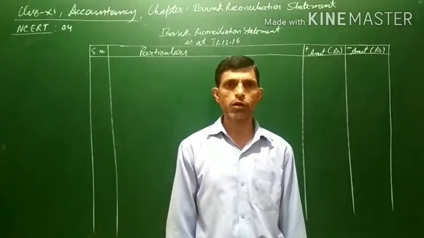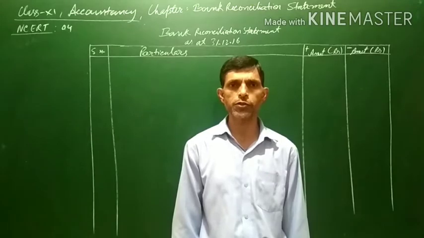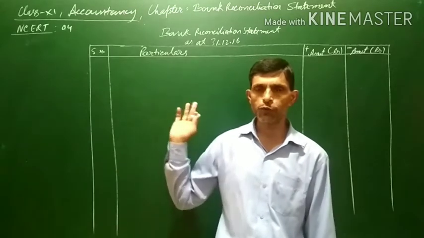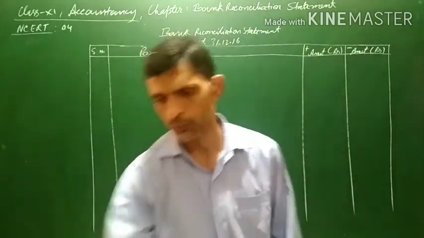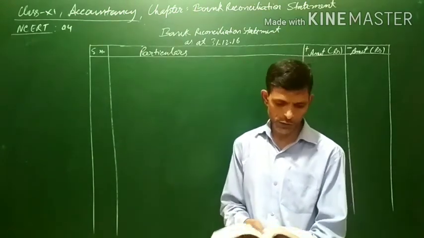In this video, we will solve one question from the NCERT book, from the chapter Bank Reconciliation Statement. We will be doing the numerical of question number 4 here. I have already covered the format of the Bank Reconciliation Statement.